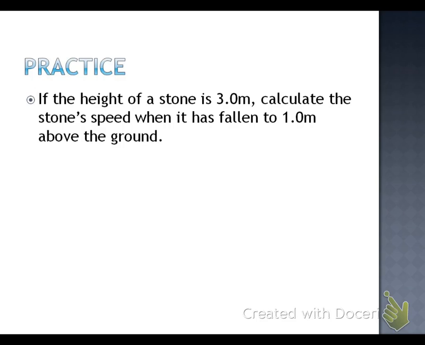All right, let's try this. It says if the height of a stone is 3 meters, calculate the stone's speed when it has fallen to 1 meter above the ground. Okay, so basically a stone is dropped. It starts up here at a height of 3 meters. It falls to a height of 1 meter.